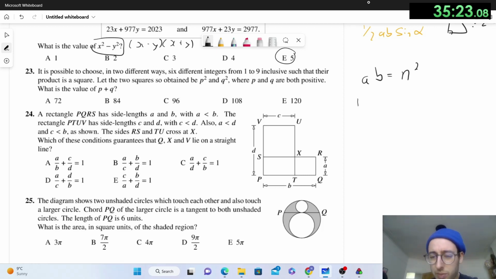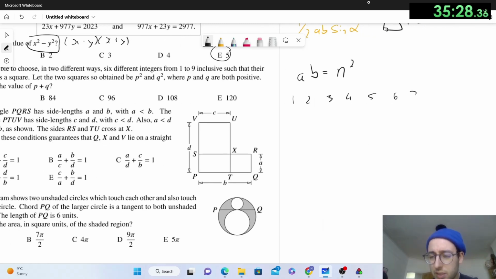So we've got 1, 2, 3, 4, 5, 6, 7, 8, 9. Okay, so for their product to be a square, you can't have any primes, because you need 2 of them. Oh no, wait, you can. Sorry, you could have 3 because the 3 could match with the 9. So for example, 3 times 6 times 9. This is almost a square because we've got 3 to the power 4. We need a 2 in there. And then we need a 4 and an 8.